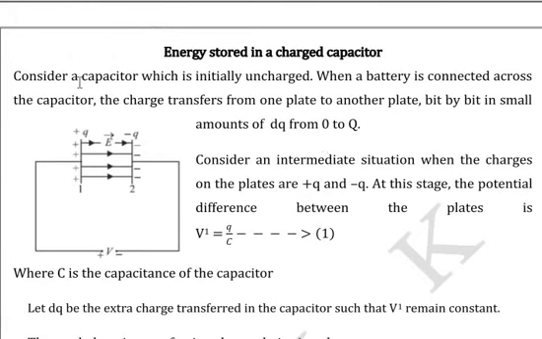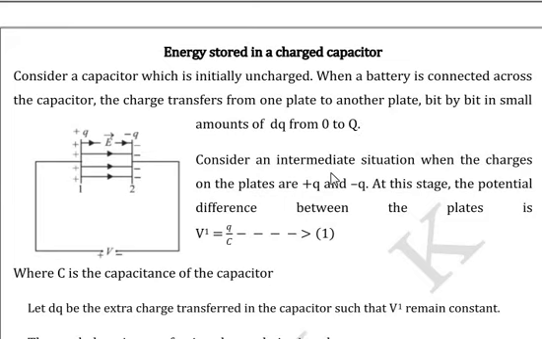So here we have considered a capacitor which is initially uncharged. When the battery is connected across the capacitor, the charge is transferred from one plate to another plate bit by bit in small amounts of dq from 0 to q. Initially the total charge on the plates was 0. Now when you switch on the battery, slowly the charges get transferred onto the plates bit by bit. At each instant a charge of dq is transferred, and finally the charge on the plates would be q.